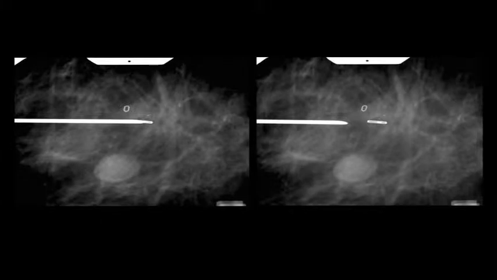Well, this is the method that we use now, the radioactive seed instead of the wire, and this is why it's so much better. Instead of putting a wire through the breast tissue, we place a small radioactive seed about the size of a grain of rice next to the cancer. Okay, that's very important because this allows us to find where the cancer is.